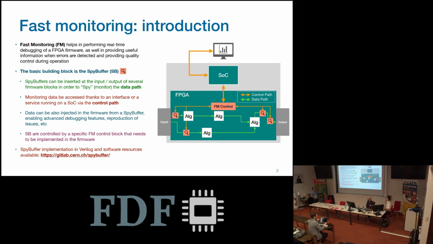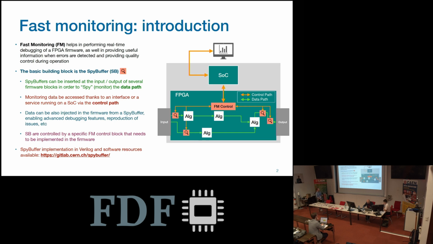But I want to say that the basic building block is the Spybuffer, which is denoted as this little magnifying lens here, also on the schematic that we have here on the right. And the Spybuffers can be placed at the input or at the output of several firmware blocks, for instance, to spy or monitor, using more appropriate terms, what is being passed through the data path of your FPGA, so what is being processed by your algorithm.